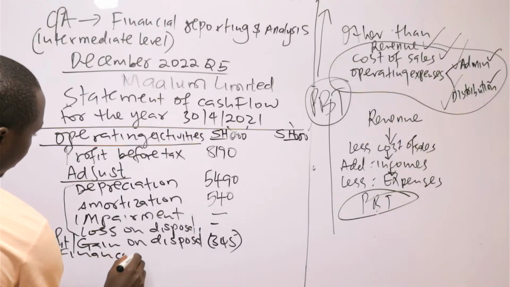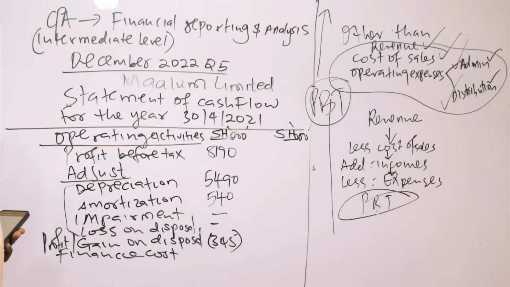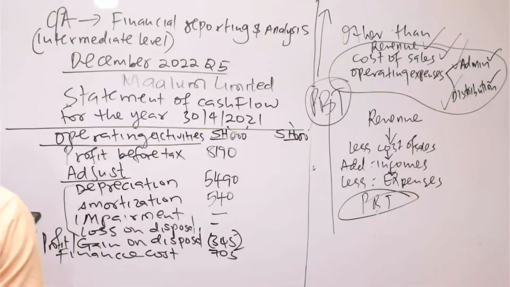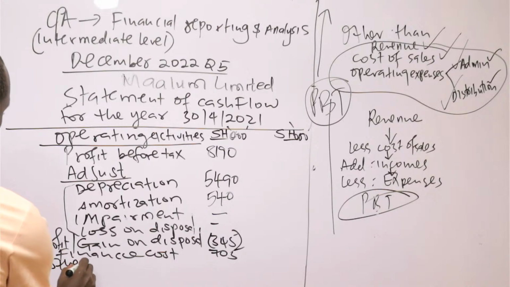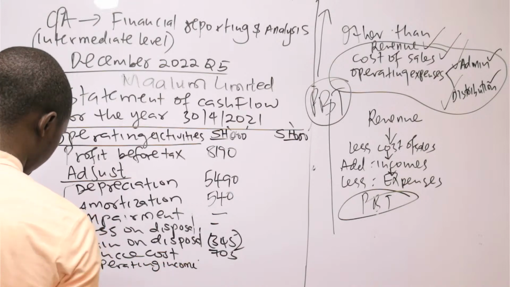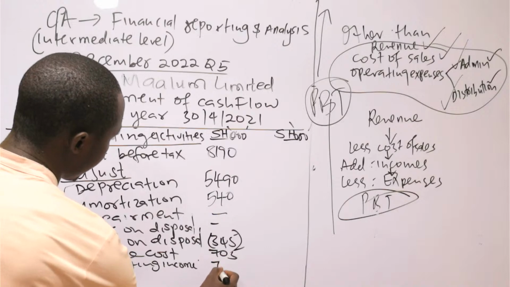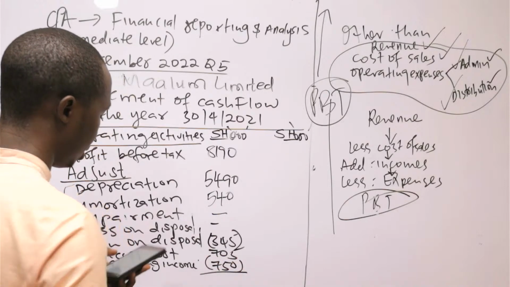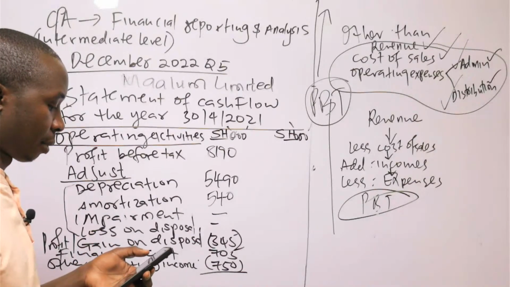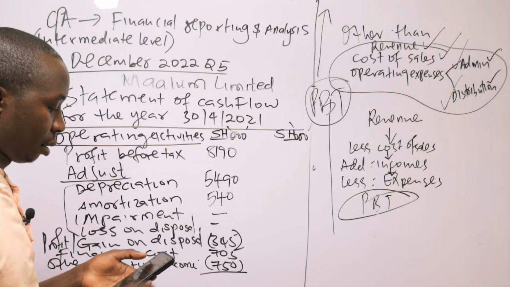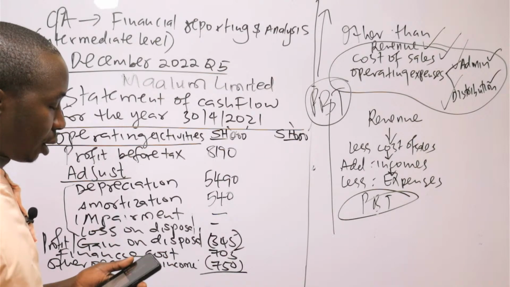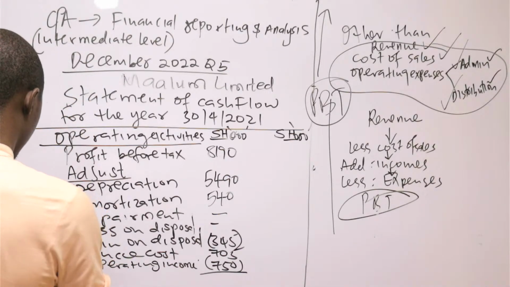We have the finance cost. So the finance cost is all about which figure? 705. It was deducted, we add back. And we have other operating incomes. The other operating incomes are talking about government grants of 750. It was added here, we subtract.